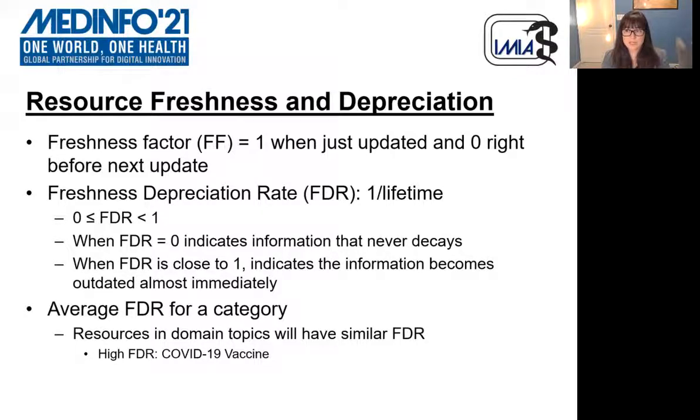When FDR is 0, it indicates the information freshness for that node or resource will never decay. However, when the FDR is close to 1, it indicates the information freshness in that node becomes outdated almost immediately. Given how rapidly the resources within domain topics related to COVID-19 are changing, we expect to see a high freshness depreciation rate due to expected lower lifetime values. For example, as resources are changing quickly, the lifetime values in days will likely be very small, leading to a higher FDR. This study is only focused on the FDR for COVID-19 vaccine.